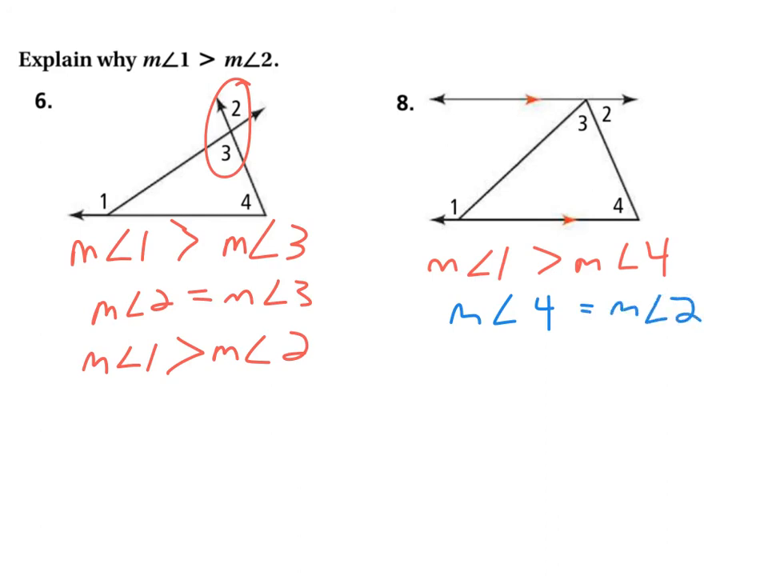And then using substitution again, we can say, okay, therefore the measure of angle 1 is greater than the measure of angle 2. All I did here is I took two things that were equal, measure of angle 4 and measure of angle 2, and so I substituted one for the other. Okay, so now we know that the measure of angle 1 is greater than the measure of angle 2. Done.